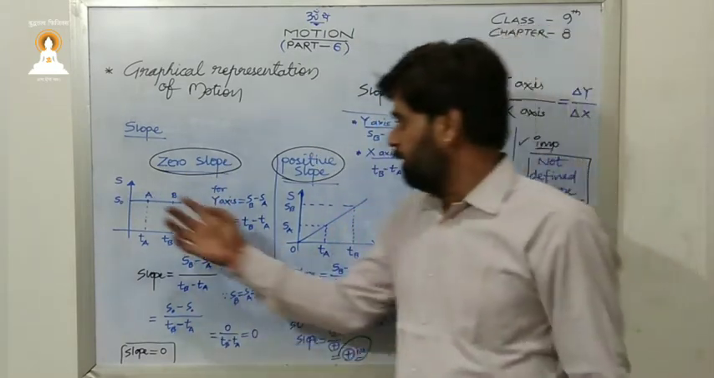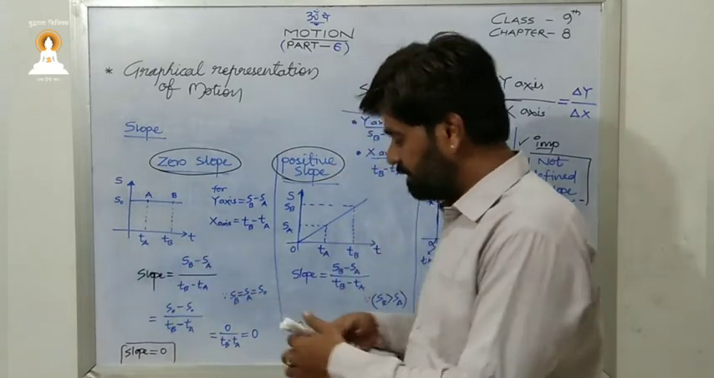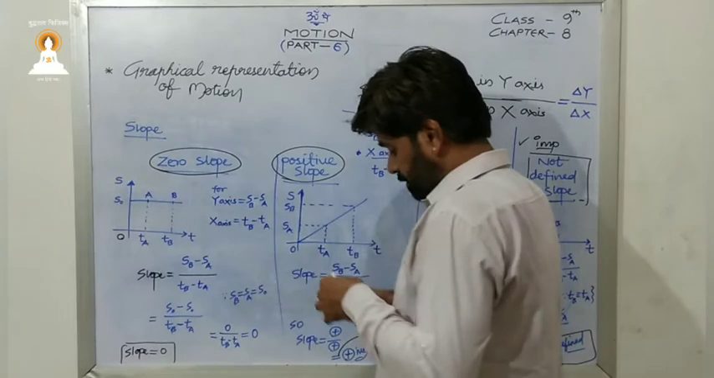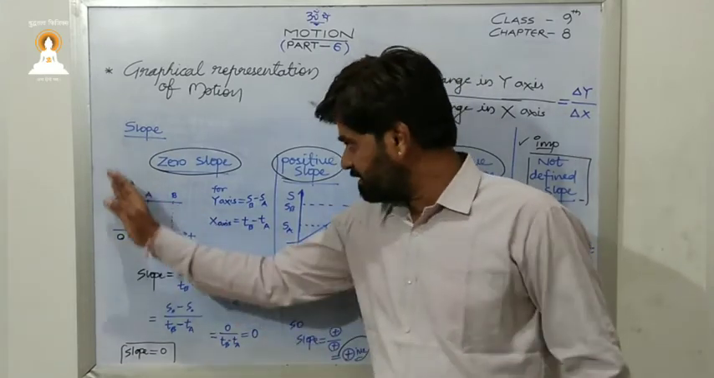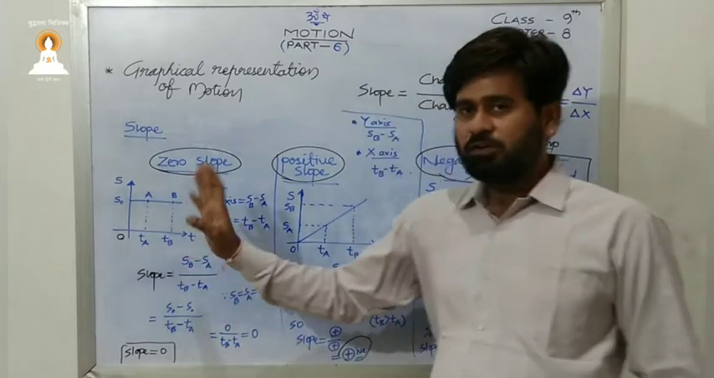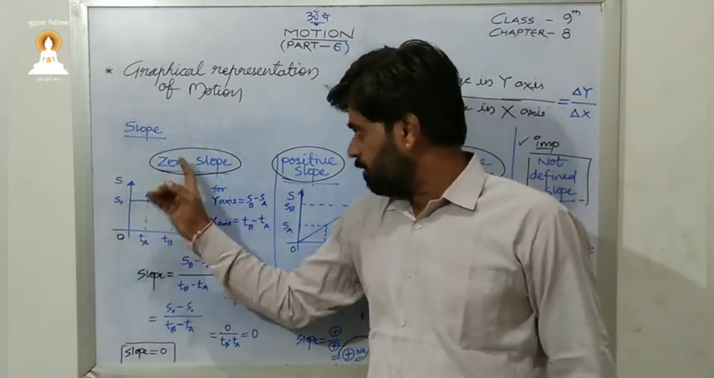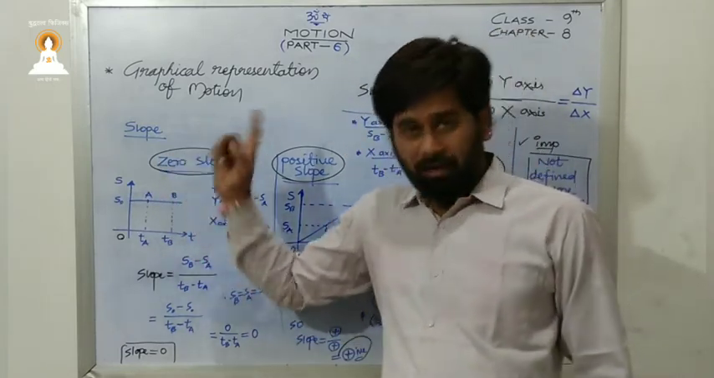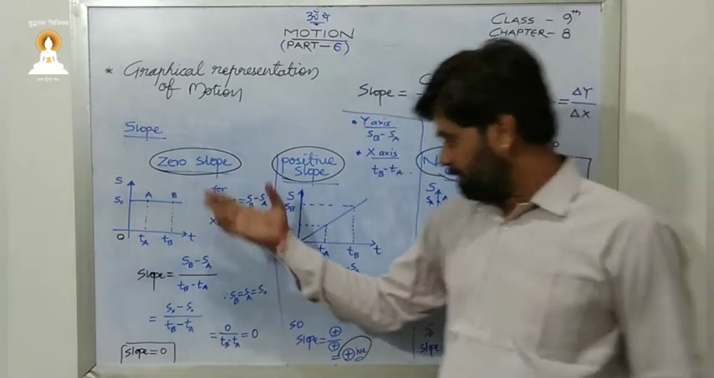Listen carefully. For zero slope, say we are having a graph. Again in this graph we are having an origin. I am taking this as distance and time, just for the sake of your understanding. You may take another one, but our main focus is slope. Then I am going to explain the zero slope. So how? Let us see.